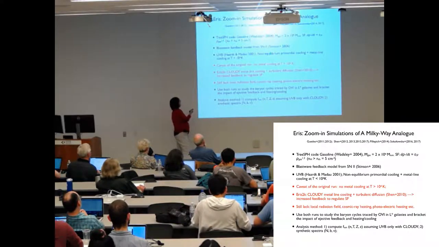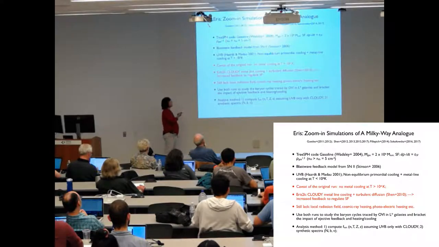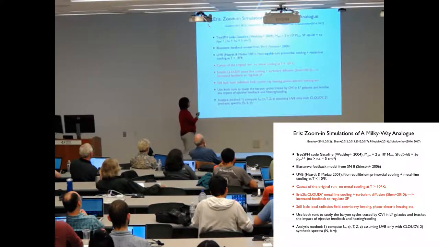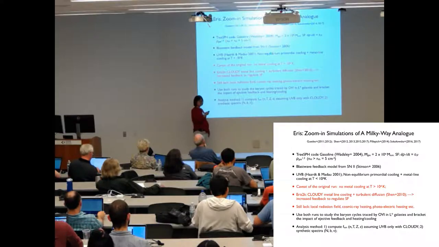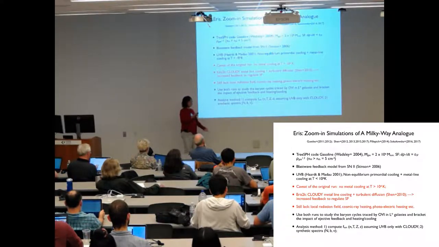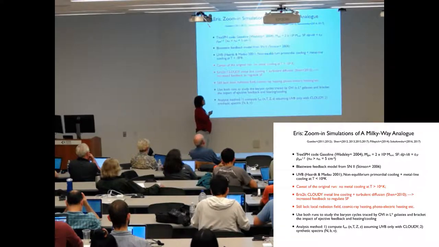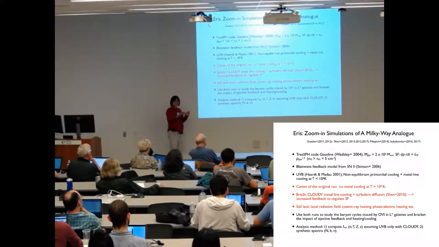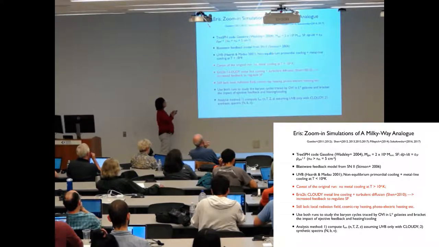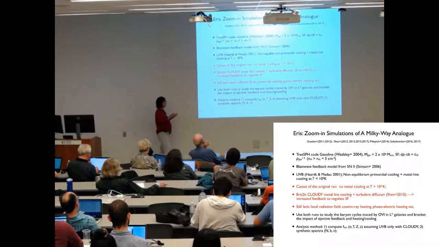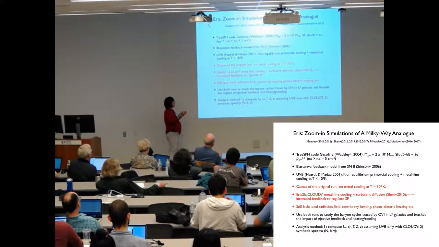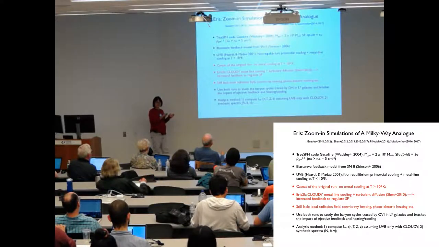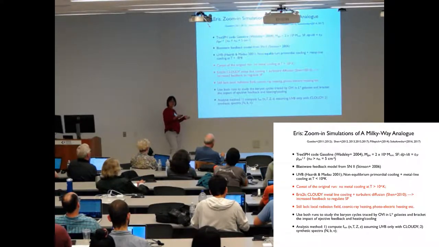But which case should I believe? I think adding metal line cooling is more realistic, but we're still lacking the local radiation field, which can cause heating or ionization, and we're lacking the cosmic ray heating or photoelectric heating. So there are mechanisms still missing. The idea of this kind of study is to use these two simulations, with little cooling and with more cooling, to break the degeneracy, to see what is the effect of cooling and what is the effect of ejective feedback in the circumgalactic medium.